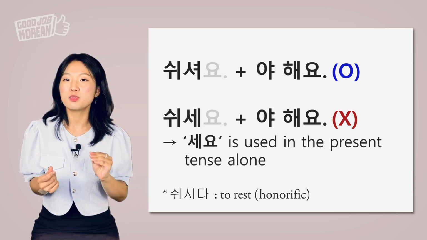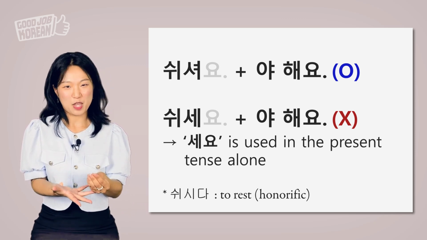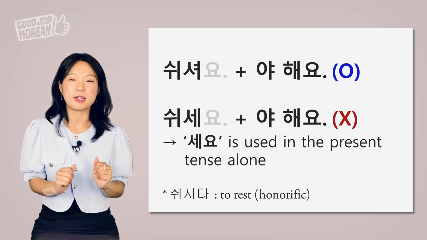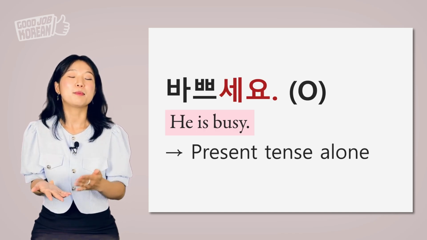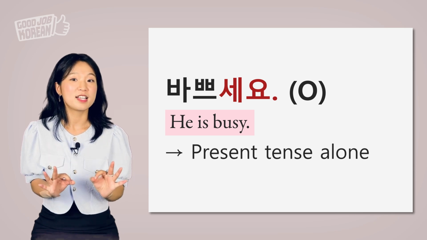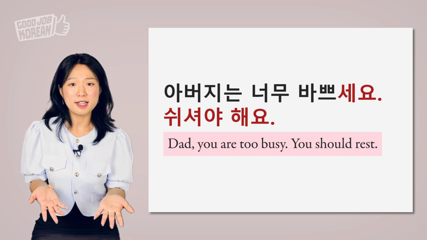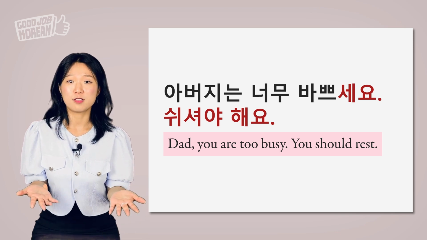You cannot use another verb ending with 세요. So, 쉬세야 해요 is the wrong expression. However, 바쁘세요 is correct because it's just the present tense. 아버지는 너무 바쁘세요. 쉬셔야 해요.